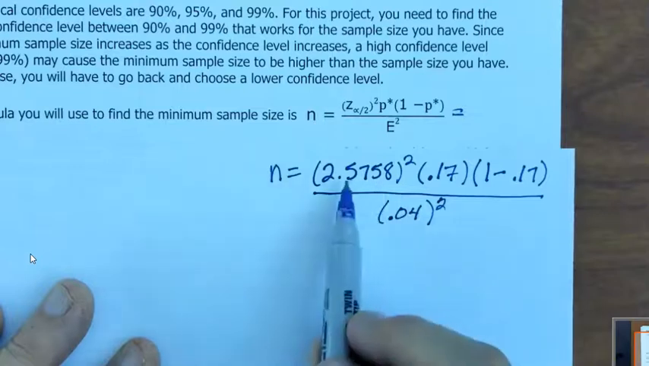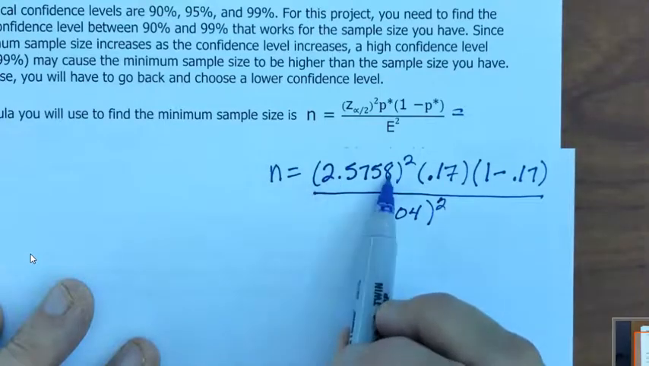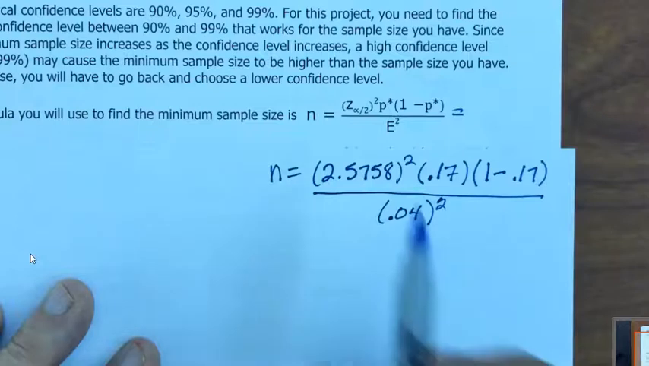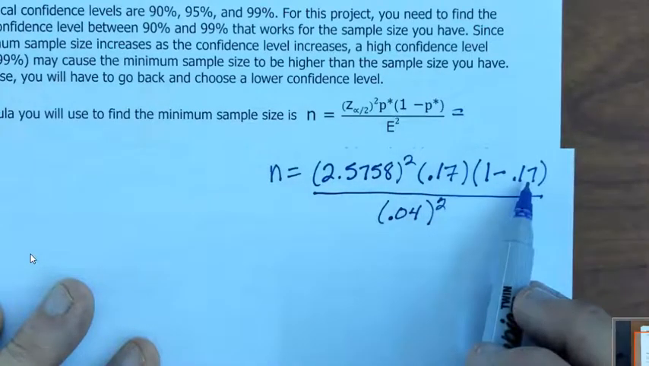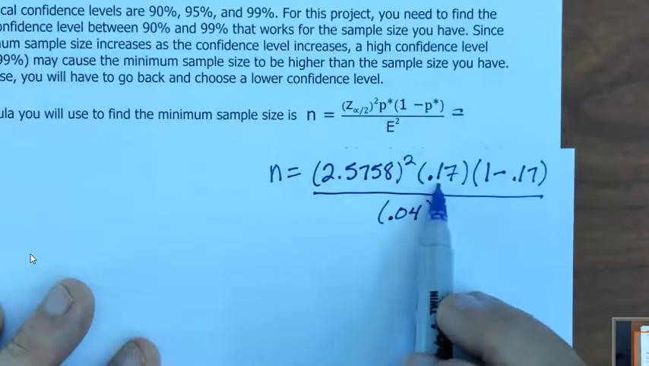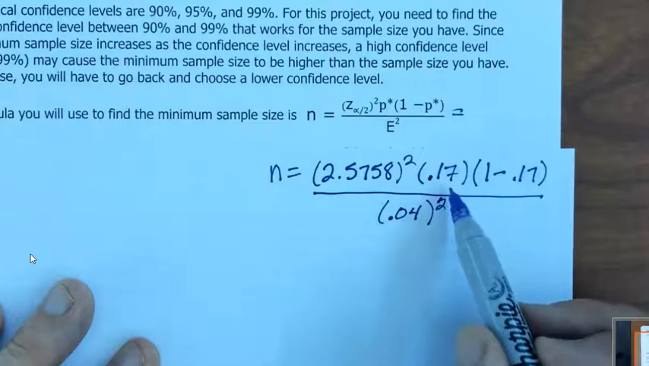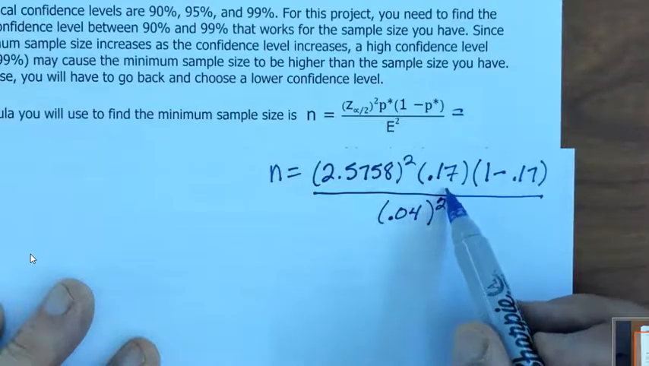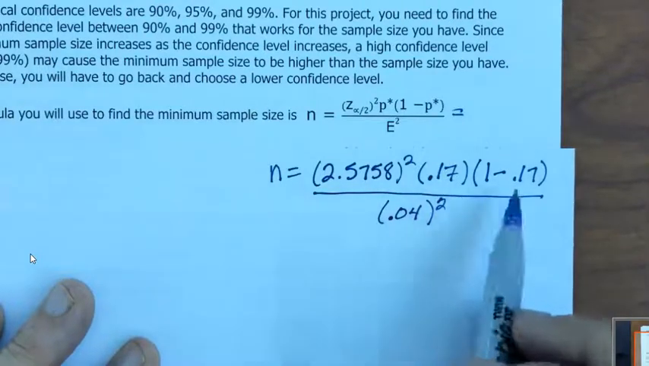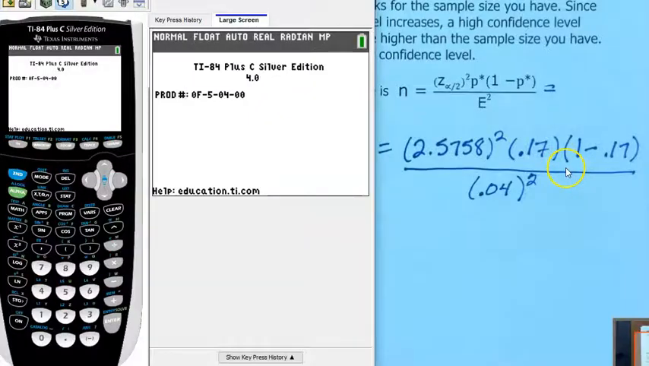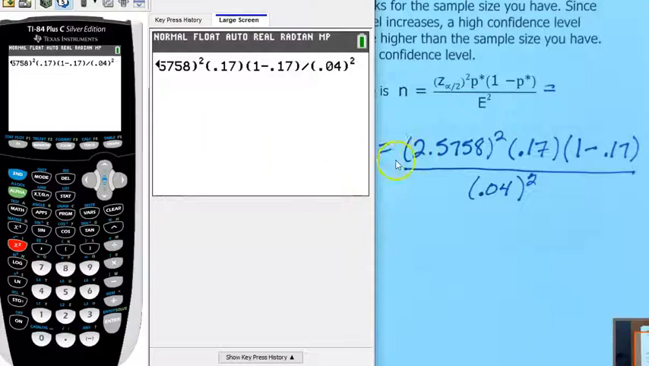The things that are going to be different for you are this critical value, depending on where you are with your confidence level, and the P star and the 1 minus P star. This should be slightly different for everyone because it depends on what variety and what color of M&Ms you chose and the percentage in the Mars Company letter for that particular variety and color. I'm going to take all this and put it into my calculator. Since I'm using a graphing calculator, I'm putting it in just like I had it here with the parentheses and everything.